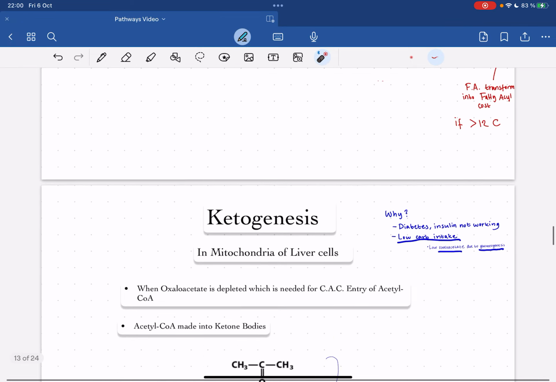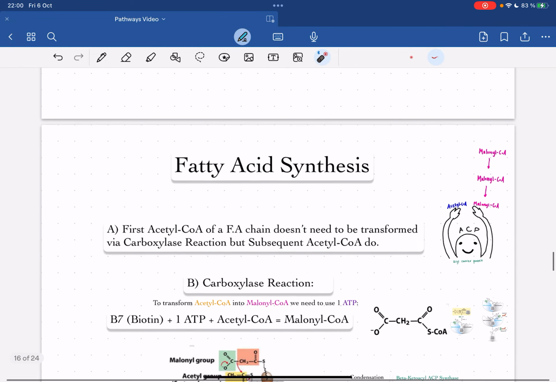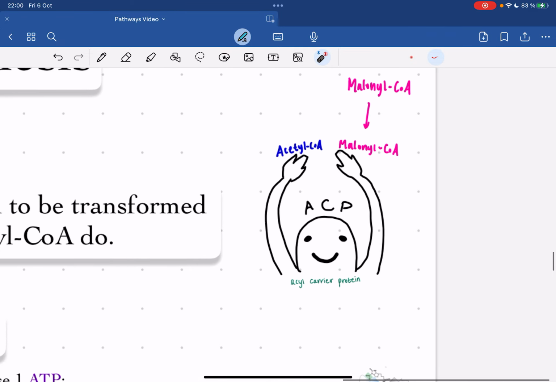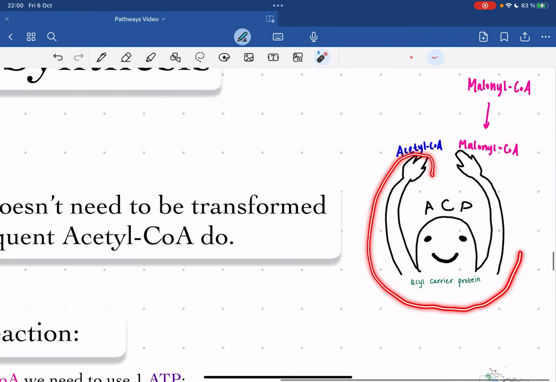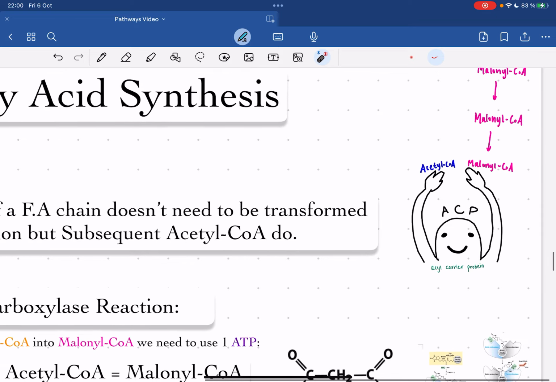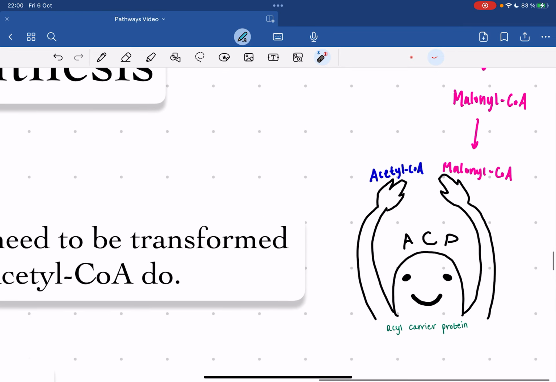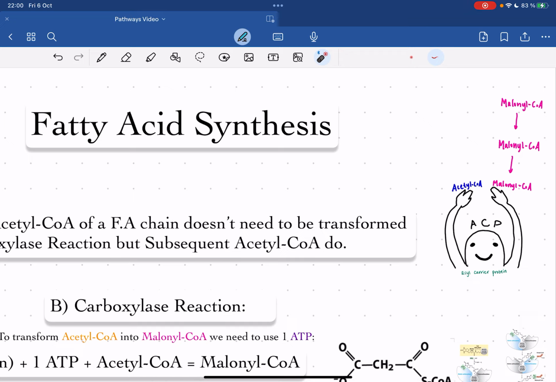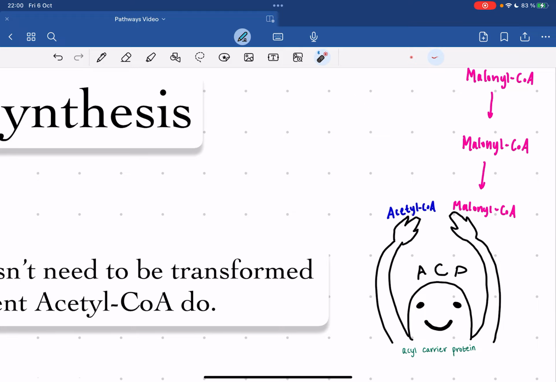So in order to make the fatty acids, we of course need the acetyl-CoA. So here I drew this little guy right here. This is our ACP molecule. It's our acyl carrier protein. So what this ACP does, it holds an acetyl-CoA in its right arm, you could say. And then in order to create this big chain of fatty acids where it adds 1, 2, 3, 4 acetyl-CoA, it needs to first convert those additional acetyl-CoA into malonyl-CoA.